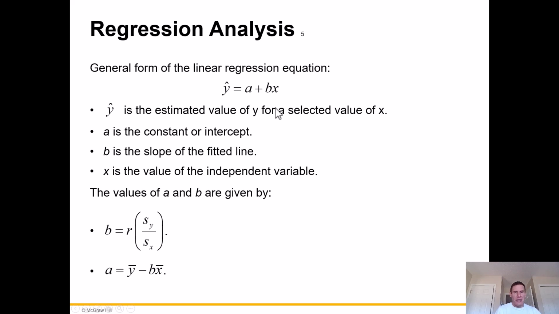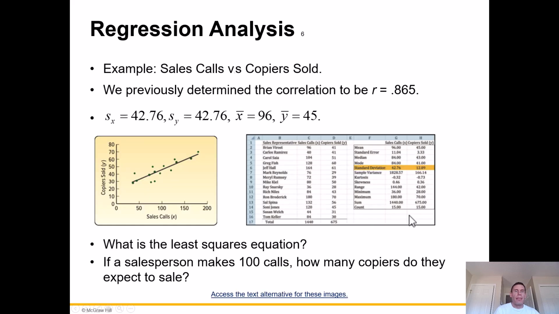So y hat is the estimated value of y for a selected value of x. A is the constant, or the intercept. B is the slope of the fitted line. And then x is the value of the independent variable. You might say this is actually very straightforward. So the values of a and b are given by b equals r times s sub y over s sub x, and then a equals y bar minus b x bar, as we will see.